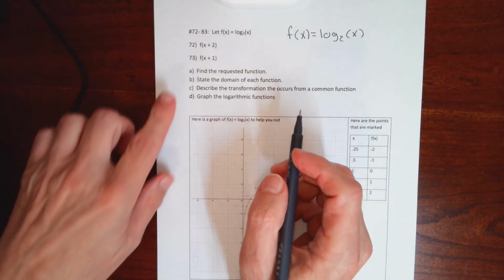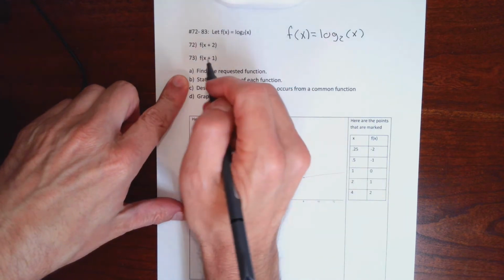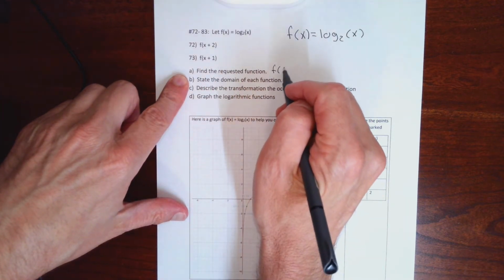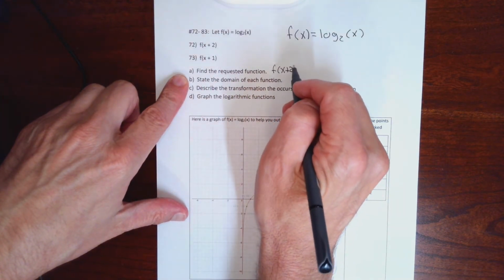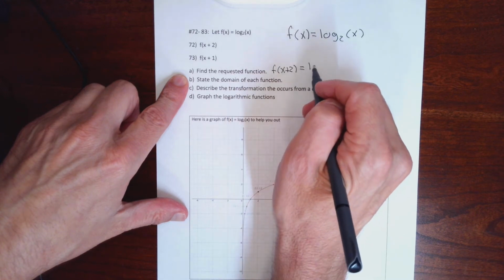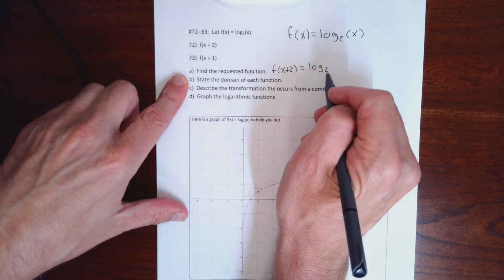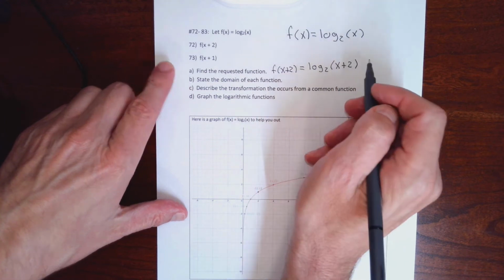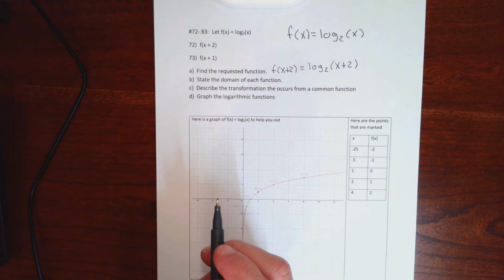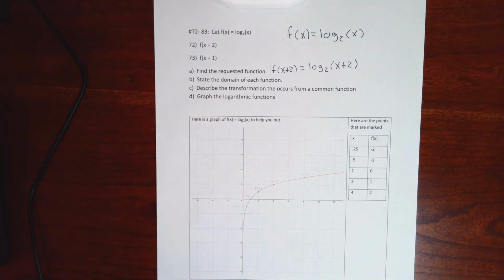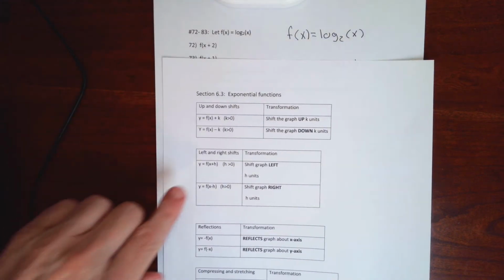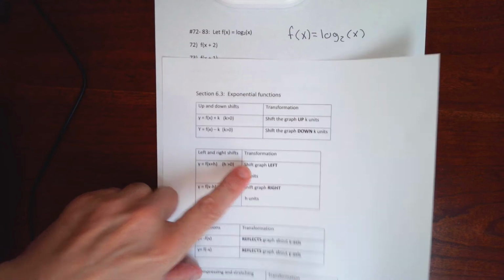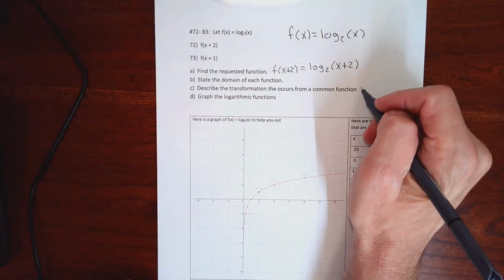And I'm going to do a couple things. In part A, I'm going to find the requested function. In 72a, I'm supposed to find f of x plus 2. And to find f of x plus 2, I just change the x to x plus 2. Because there's a parentheses and the x plus 2 is in the parentheses, it needs to stay in the parentheses. I can do part C quickly before I do the domain. With this sheet that hopefully you're starting to know right now, plus inside a parentheses moves the graph left. So this graph is going to be moved left too.